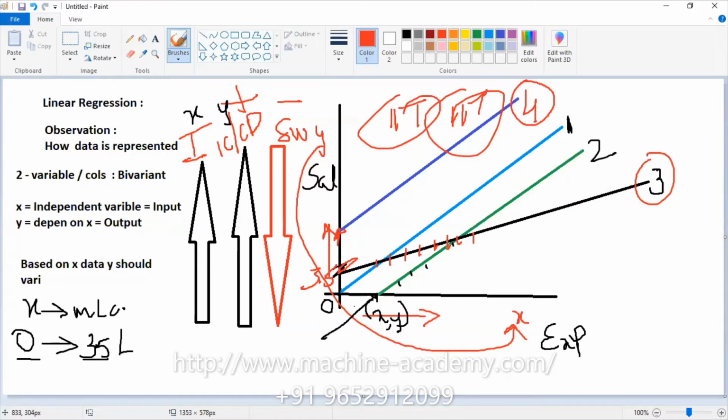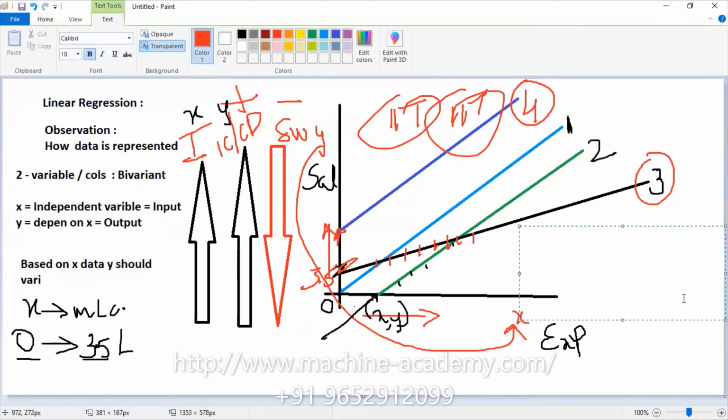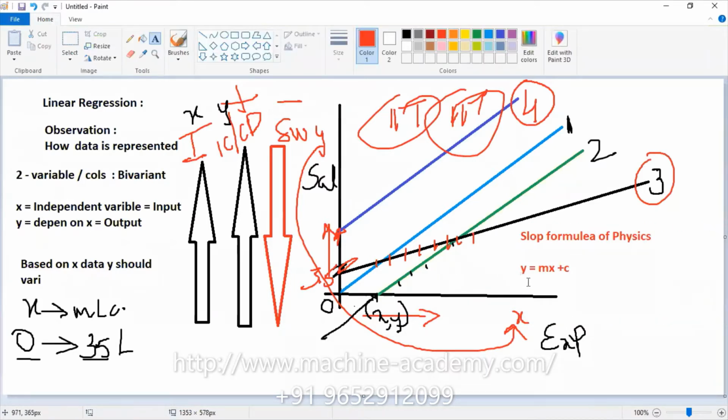This is a simple observation. Now we are going to consider the formula for linear regression, which is like the slope formula from physics. What is the slope formula? y equals mx plus c. This is the formula we are going to consider to work with linear regression.